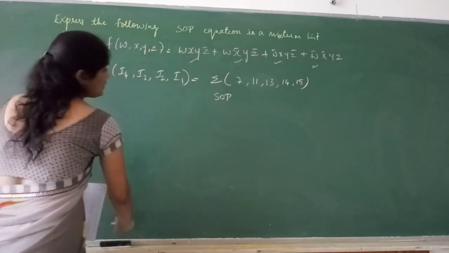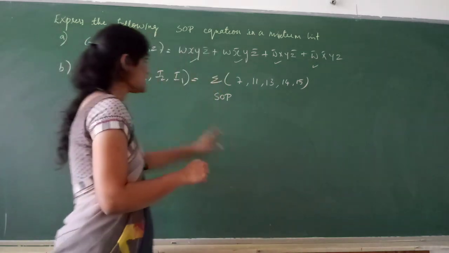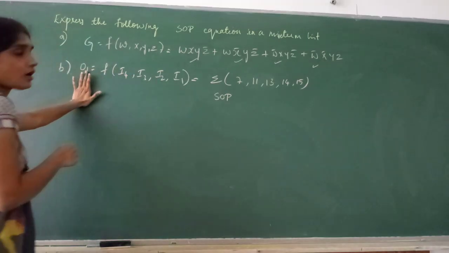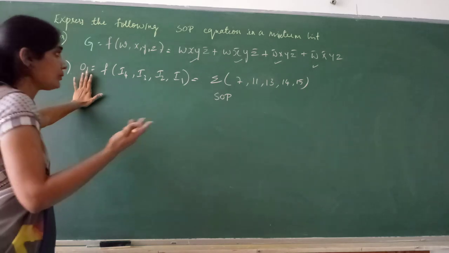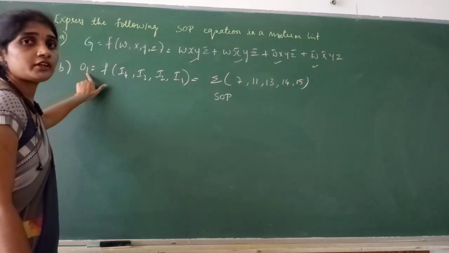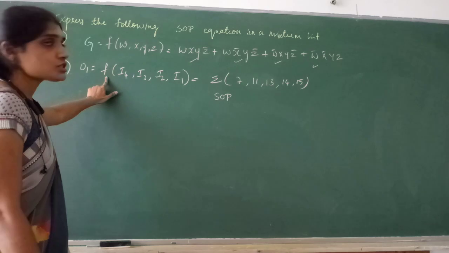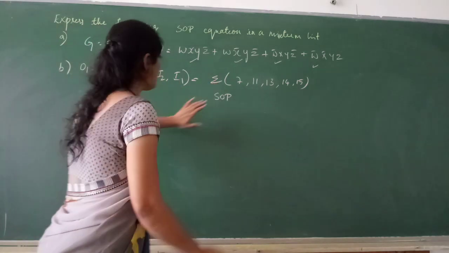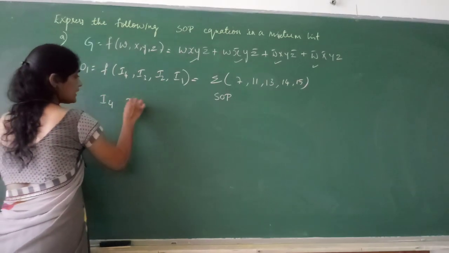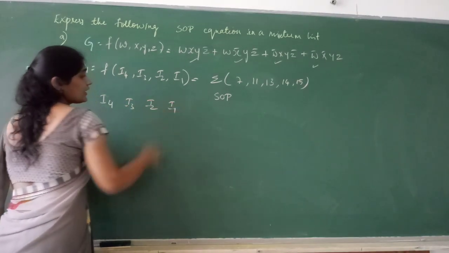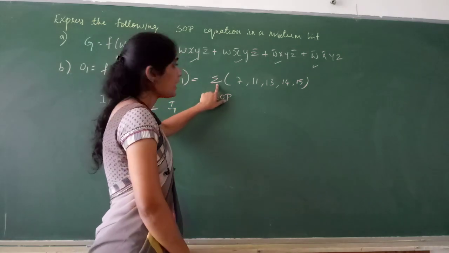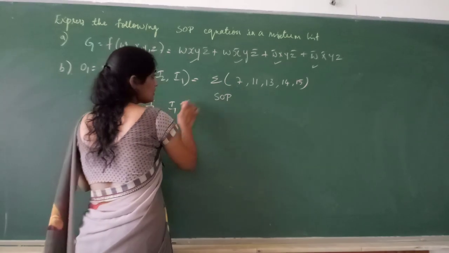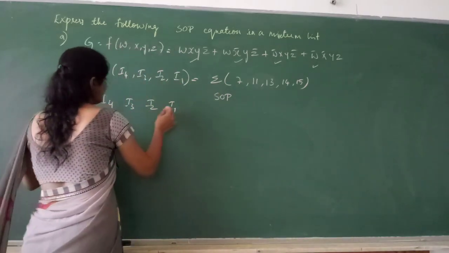Now let me explain another concept here. So this is the problem we have given. O1 is an output variable. You can denote the output variable however you want. So here they have denoted it as O1. It's a function of the input variables I4, I3, I2, I1. And these are the mean terms they have given. And you know how to write the SOP equation for this. Let me explain in detail, at least for this problem.